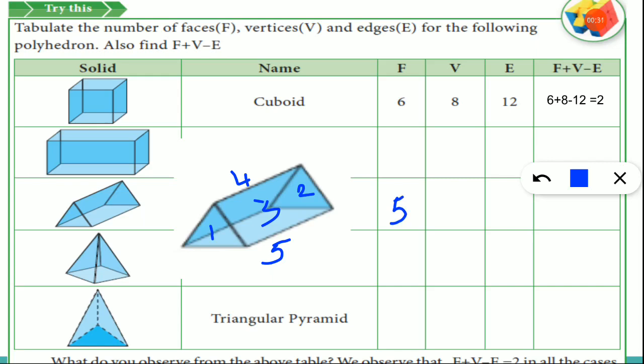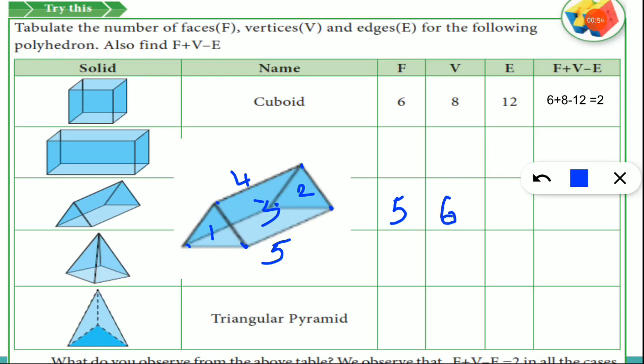And vertex, which is the vertex? The joining points, we call it as the vertex. The V is sharp, right? So keep in mind that the sharp point, that is the points joining, is called the vertex. Okay, so this is 1, 2, 3, 4, 5 and 6. So we have 6 vertices.